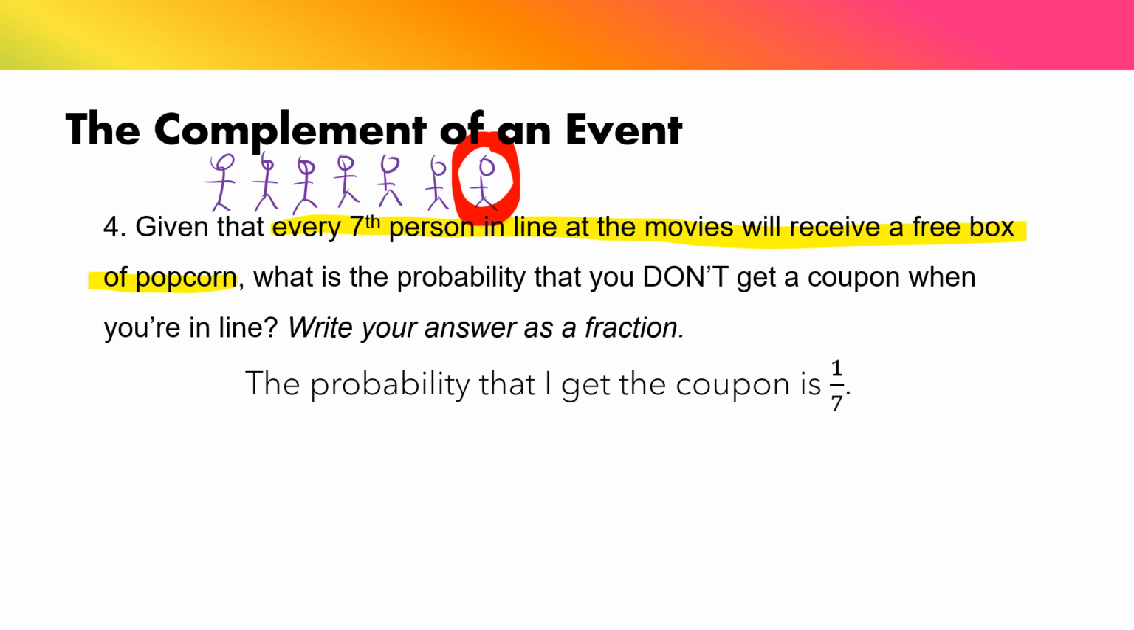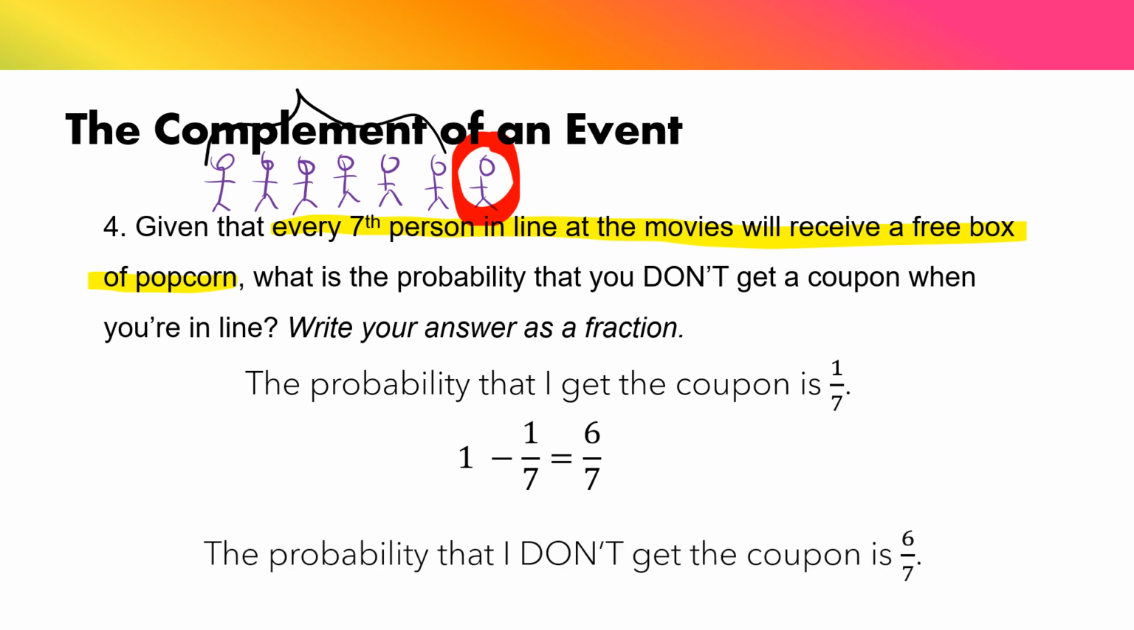So what is the probability that I don't get a coupon? That's what happens to every other person in line. There are 6 people that don't get a coupon. So 1 minus 1 over 7 is 6 over 7. So the probability that I don't get the coupon is 6 over 7. One person gets a coupon, so the probability of getting a coupon is 1 out of 7. Everybody else, all the other 6 people, don't get a coupon. So the probability that I don't get the coupon is 6 out of 7. Think of the complement as the opposite of that original event.